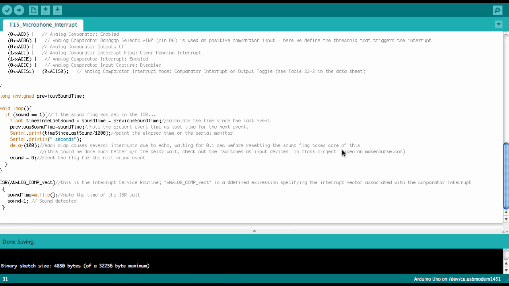Check the in-class project video that is posted where we deal with switches as input devices. There it is explained how to do a better debounce mechanism. Okay, so after we wait, then we reset the sound flag, and so this basically makes the loop run again without going into these commands, and we simply sit now here and wait until the next time the interrupt service routine is being triggered, and then we print the next time that's defined as the time since the last event. And that's about it.